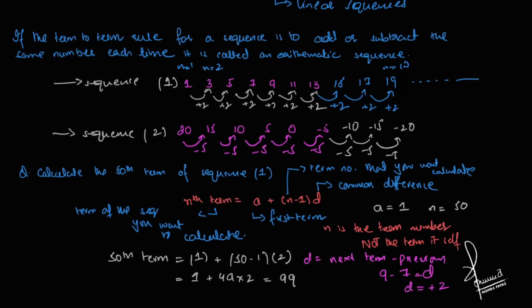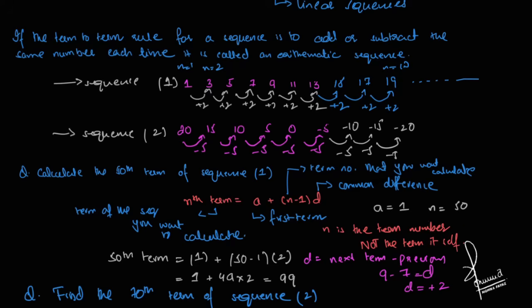I hope this is clear, and if it is, try doing another question on your own. You want to calculate the 70th term of sequence 2. Sequence 2 is this one. Pause the video, try to do it, and I will reveal the answer shortly. If your answer was minus 325, you were correct.